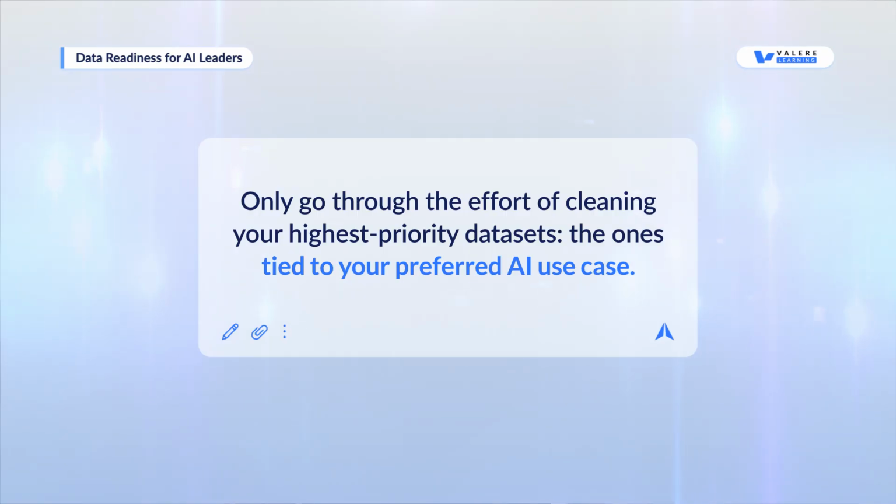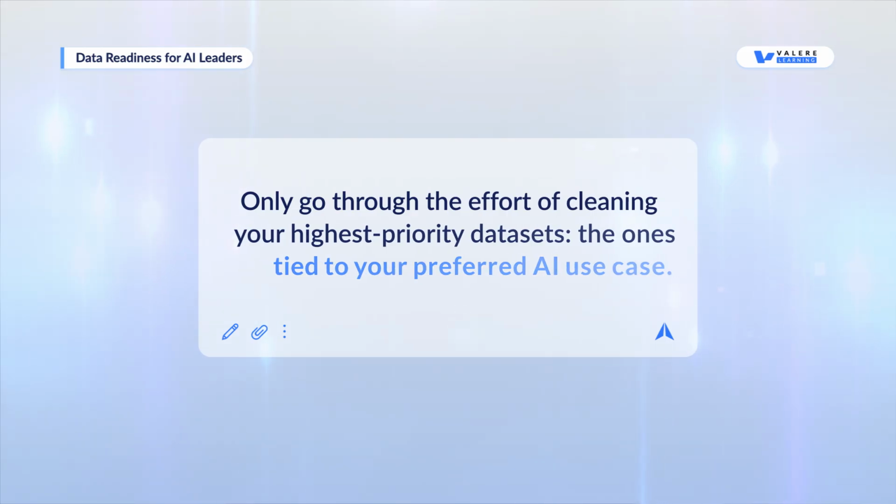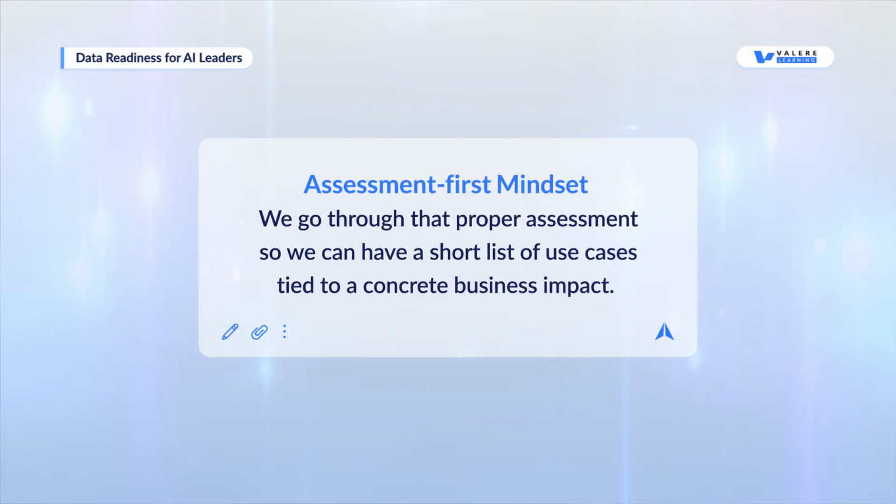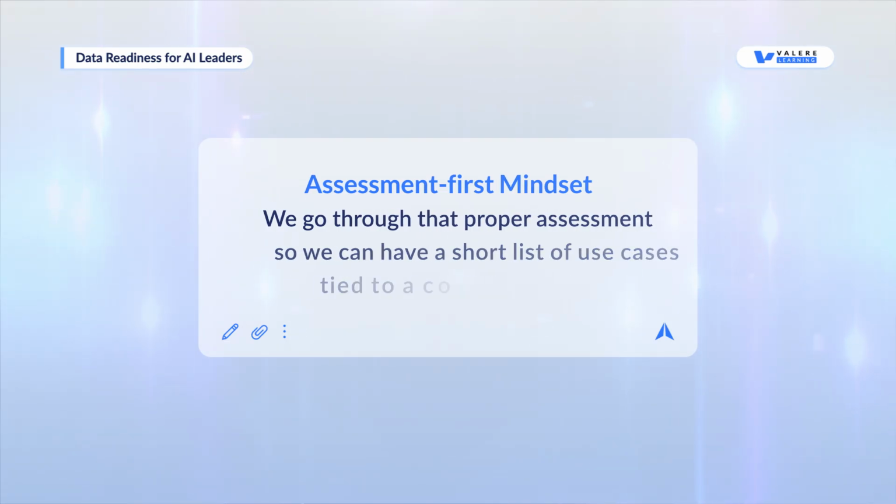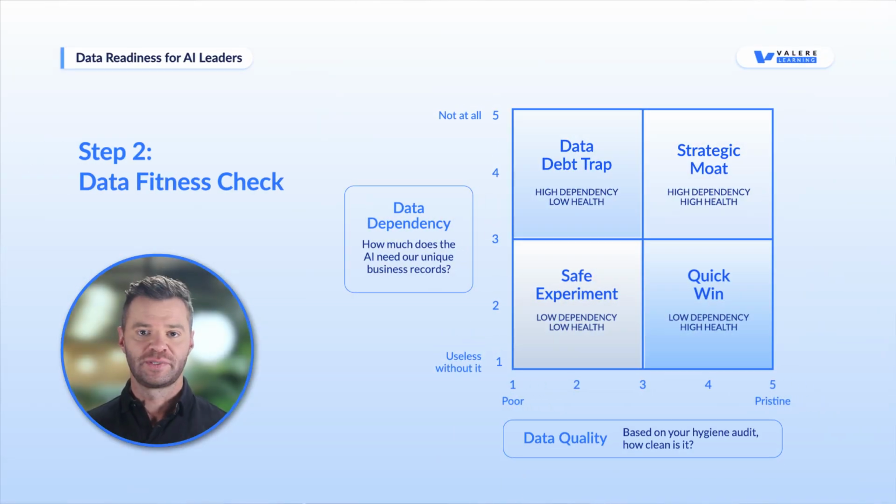So to reinforce what we learned in a previous lesson, we were talking about AI assessment and planning and why that assessment first mindset matters so much. You're not just picking your AI use cases in the shower. We do that proper assessment process so that we can come up with a short list of use cases that are tied to a concrete business impact. So now that you have that short list, the first step of data remediation is to do a data fitness check, okay? So I've given you this matrix, and I want to explain how this data fitness check works.